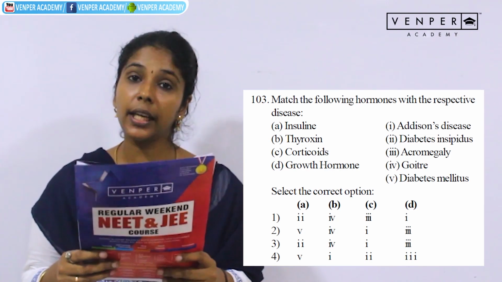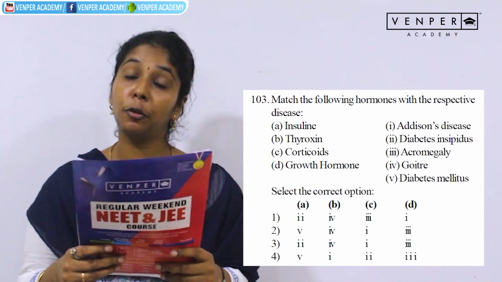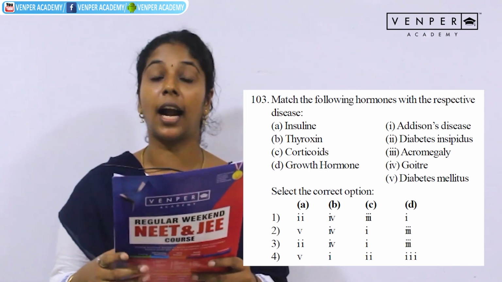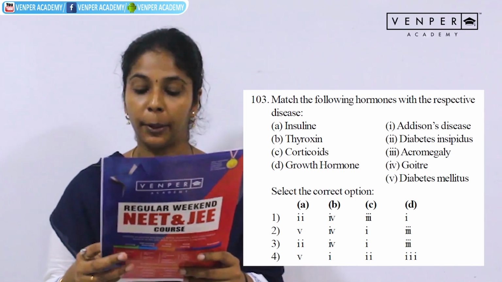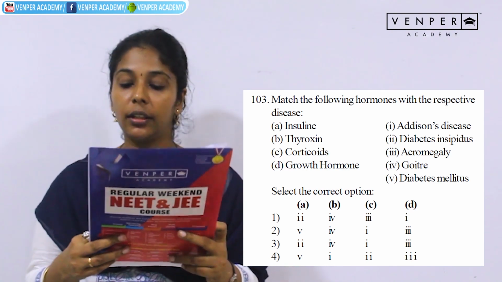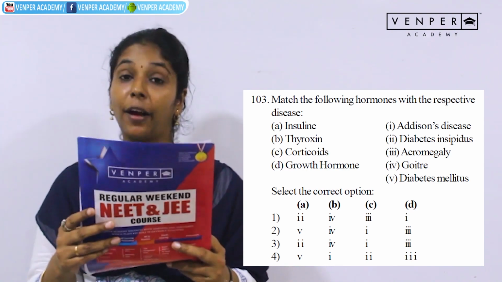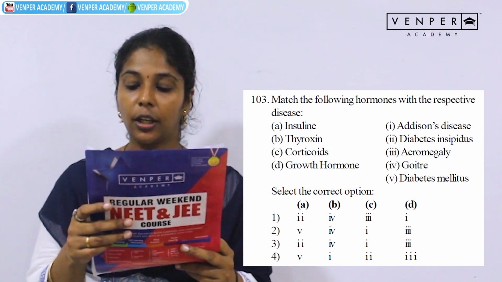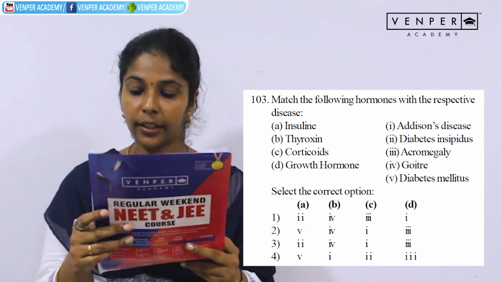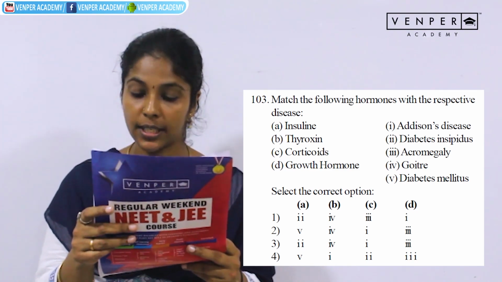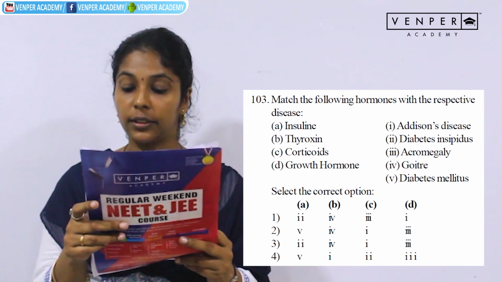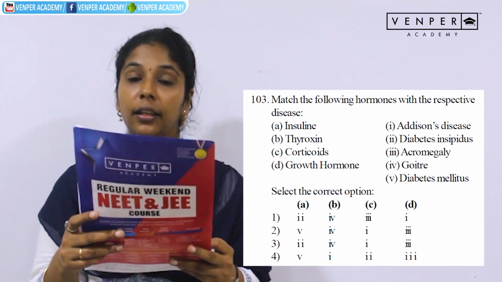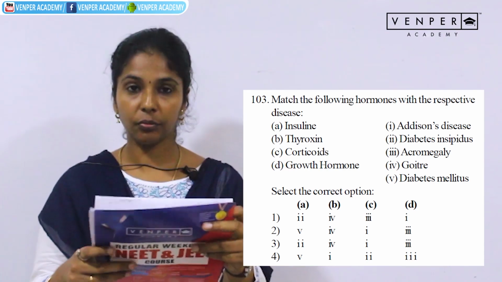Growth hormone: an increase in growth hormone after the fusion of the epiphyseal plate, that is in adolescence, causes acromegaly. So for insulin it is 5, diabetes mellitus, thyroxine it is 4, goiter, corticoids it is 1, Addison's disease, growth hormone it is 3, acromegaly. So the correct option is option number 2.